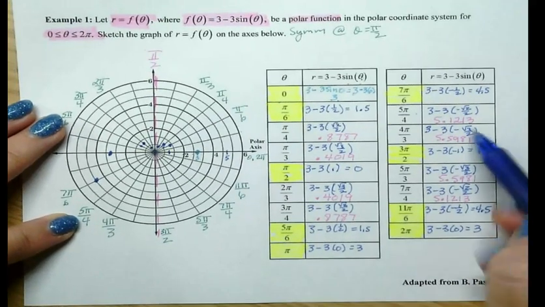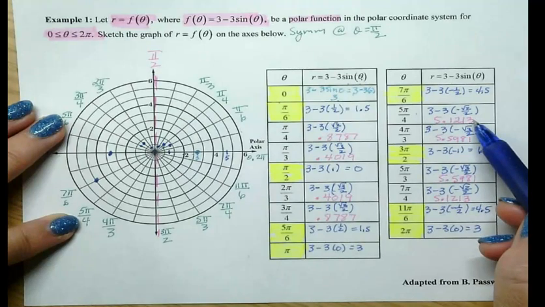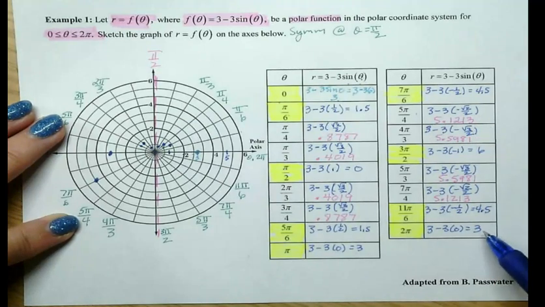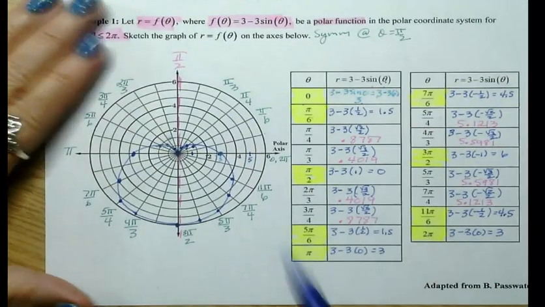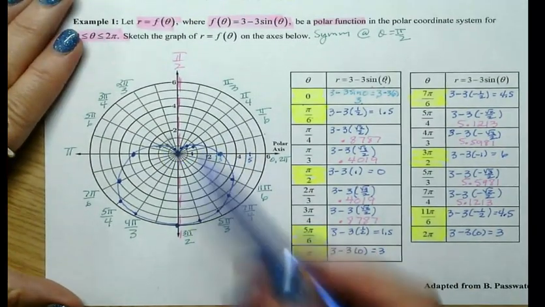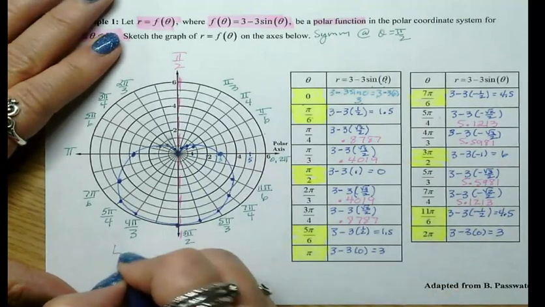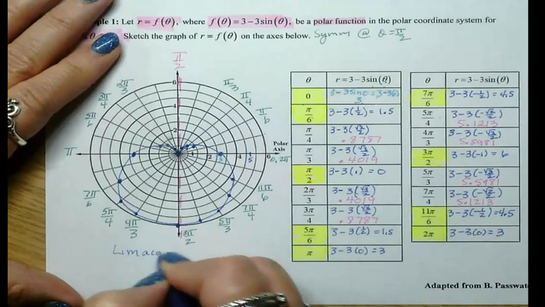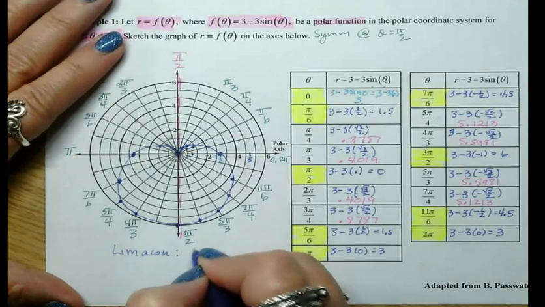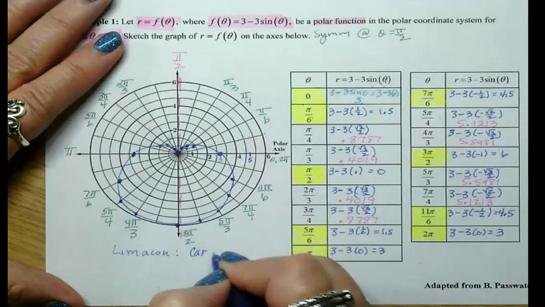Okay, so you get the idea. We are right here at 5.1. I want you to plot the rest of these points on the graph. So pause your video. So hopefully you can kind of see that little dimple right in there. This is actually not that you have to know the name, but this is a limacon. And it is cardioid shaped, meaning it's shaped like a heart.